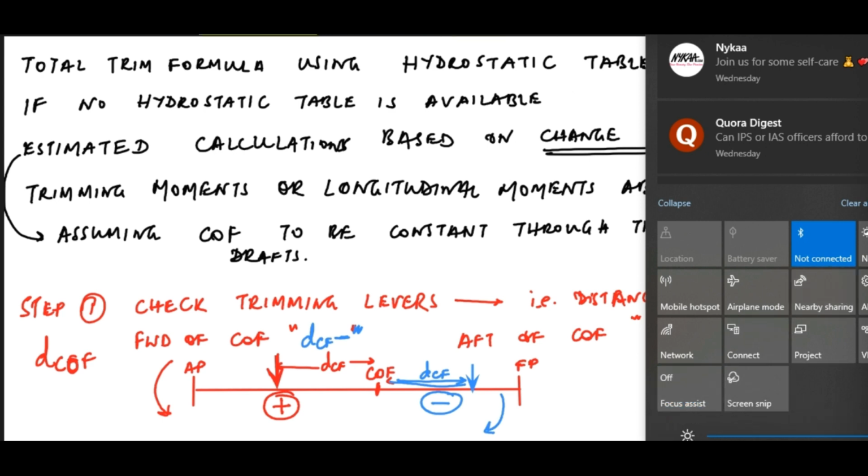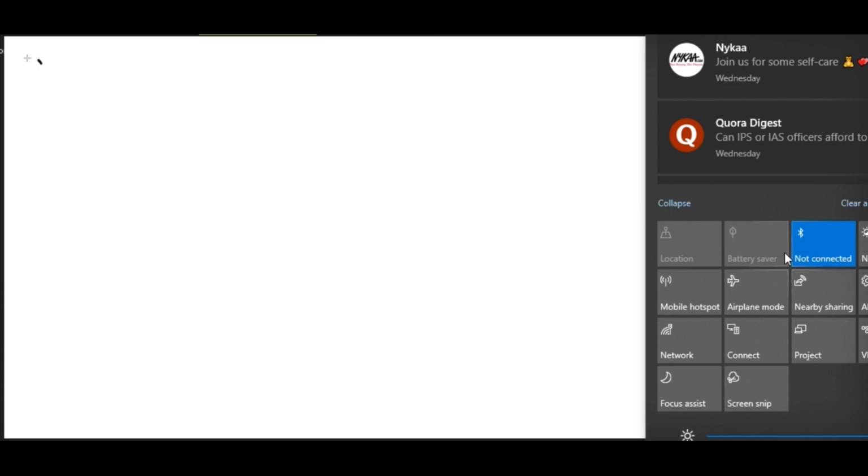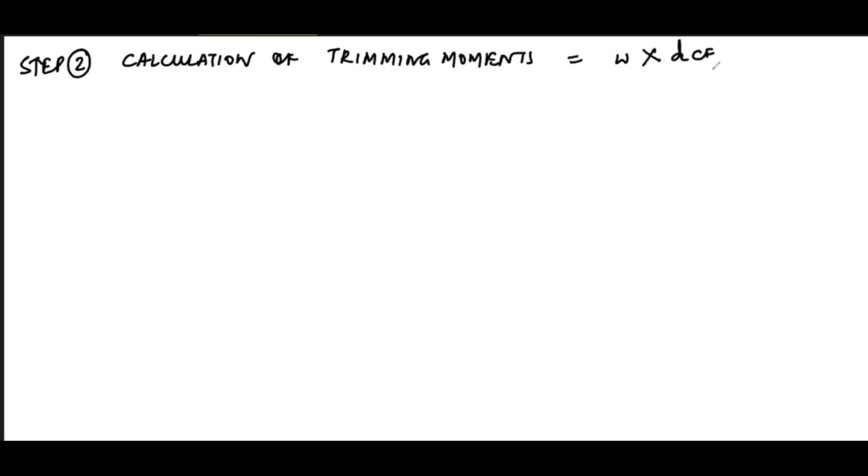Okay, we come to step 2. Step 2 is the calculation of trimming moments. What is the trimming moment in this case? Weight W into D, that is the moment. DCF, so W into DCF. This is the trimming moment. W into DCF, this is the trimming moment.